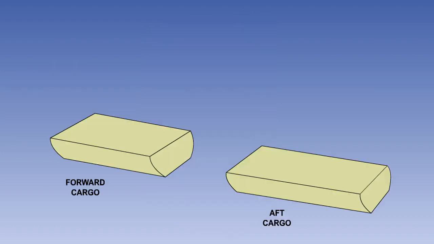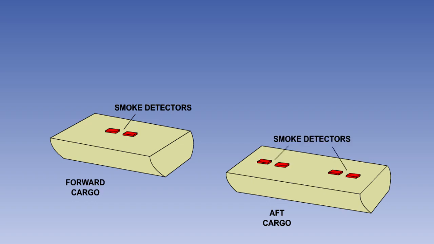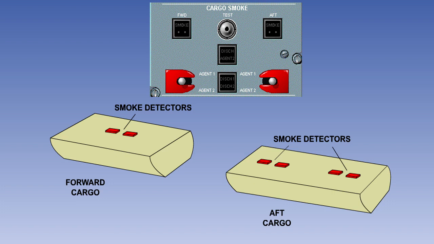One of the primary uses for optical smoke detectors is in cargo compartment smoke detection systems. Cargo compartment smoke detectors are usually fitted in pairs to help prevent spurious warnings, both detectors needing to sense smoke before a warning is given. If the compartment is large, a number of pairs of detectors may be used. A typical cargo compartment and smoke warning panel is shown here. We will go through the sequence of events which will occur in the case of an aft cargo smoke warning.